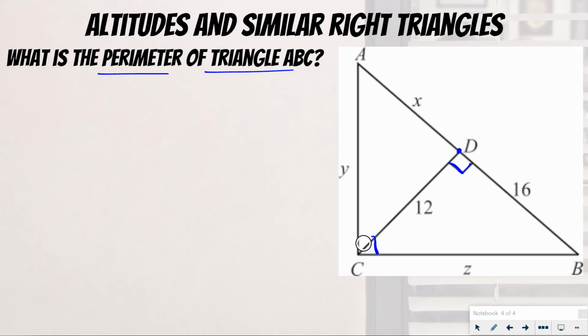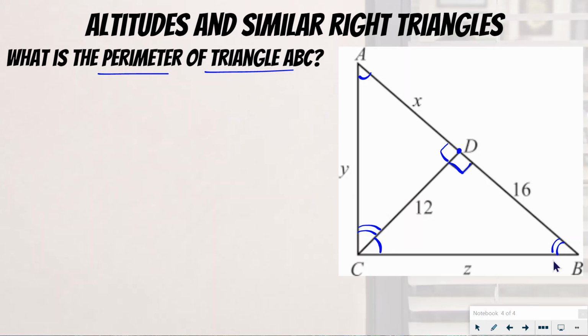So really what I want to do is show what angles are corresponding. So angle A there and this angle DCB are the same. And then this angle ACD and this angle B over here are the same.